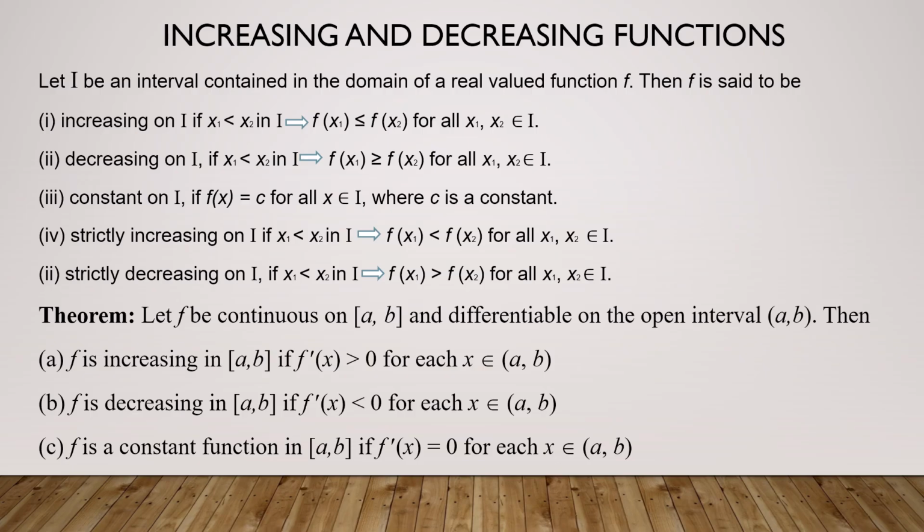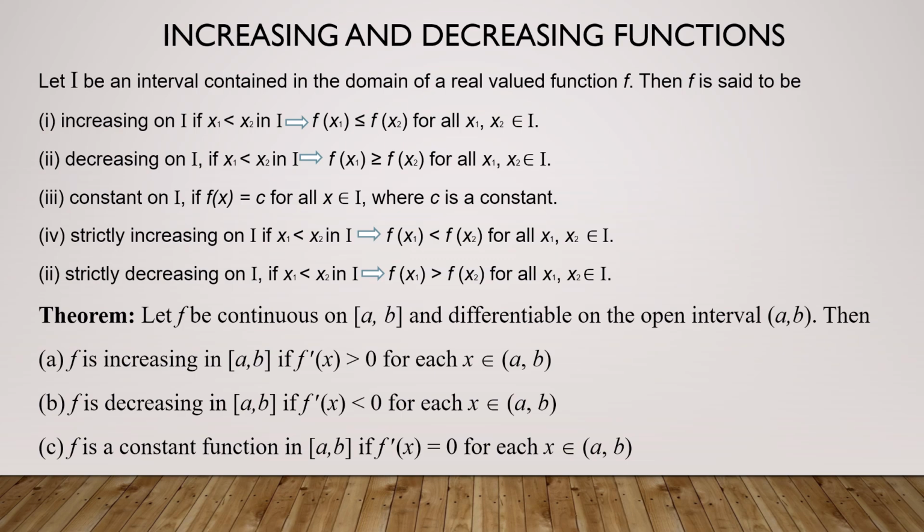You say it is strictly increasing on the interval I if x1 less than x2 in I implies f(x1) is less than f(x2). It is not equal. It cannot be equal. It is f(x1) strictly less than f(x2). Similarly, strictly decreasing means x1 less than x2 implies f(x1) greater than f(x2).